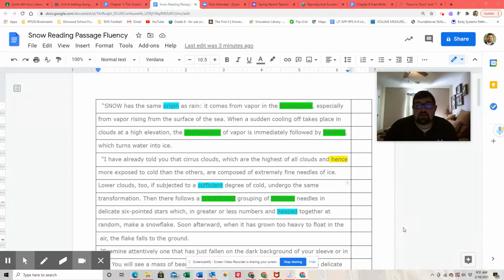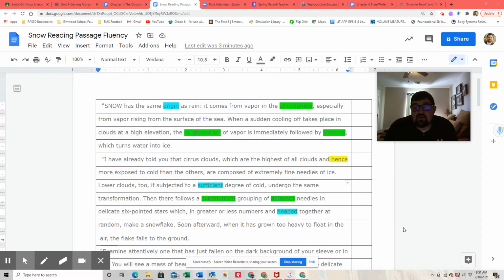You guys are still reading The Outsiders, so you can finish chapter 6 today and do the quick write that I've attached. But for fluency, this is our passage. What I'm going to do is read this passage to you like I normally do. And then each day we're going to focus on a different set of words that have been highlighted so we can better understand the passage.